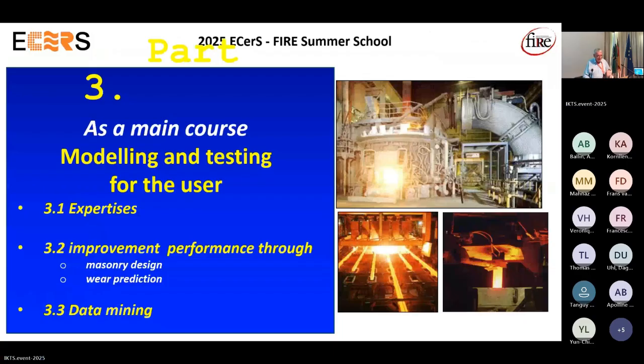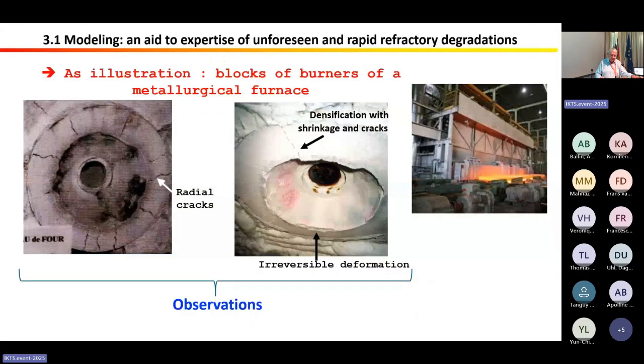Now, what is the main advantage of using modeling and testing for the user? We have 3 main challenges: expertise, improvement of performance through masonry design and wear prediction, and the use of data mining to predict the wear evolution of refractories and to adapt the refractories to the evolution of the process.